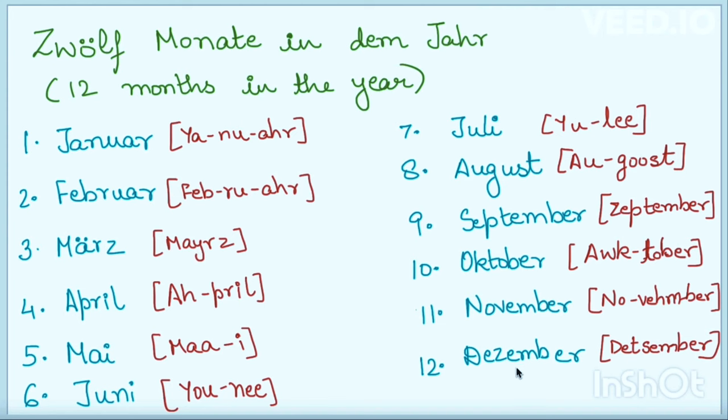December. So once again, Januar, Februar, März, April, Mai, Juni, Juli, August, September, October, November, December. So, now that we have learned the German names for the days of a week and months of a year, let's look at the concept of the hour clock.